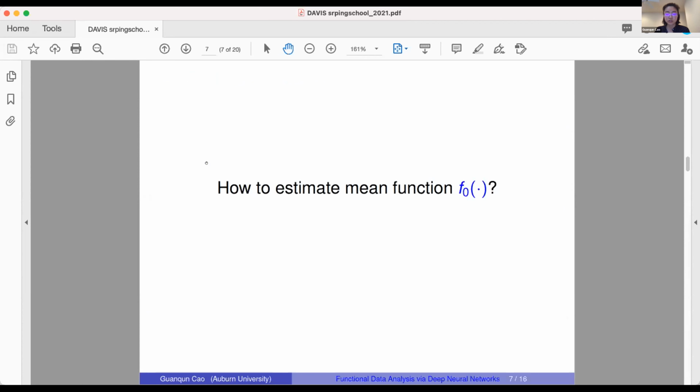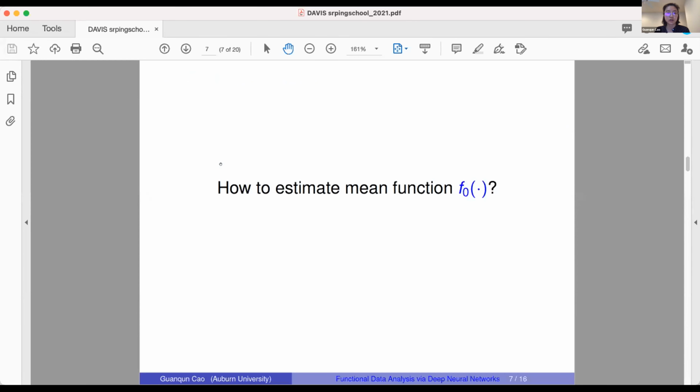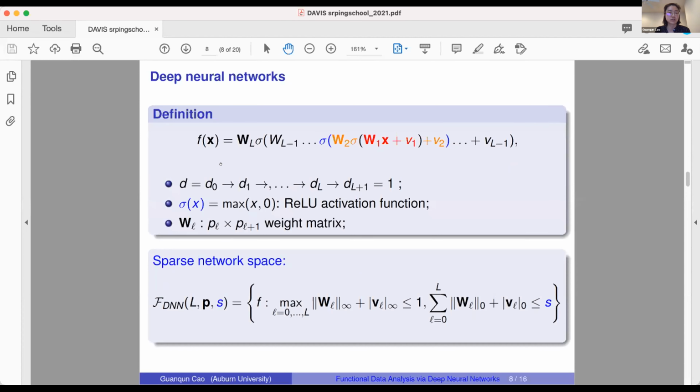In statistics, in functional data analysis, there are a lot of different ways to estimate the mean function. But considering here f(x), where x is 2D or 3D, the current methods have some drawbacks in terms of dimensionality. So here we are trying to borrow some advantages of deep neural networks. So let me briefly introduce the DNN's structure here.